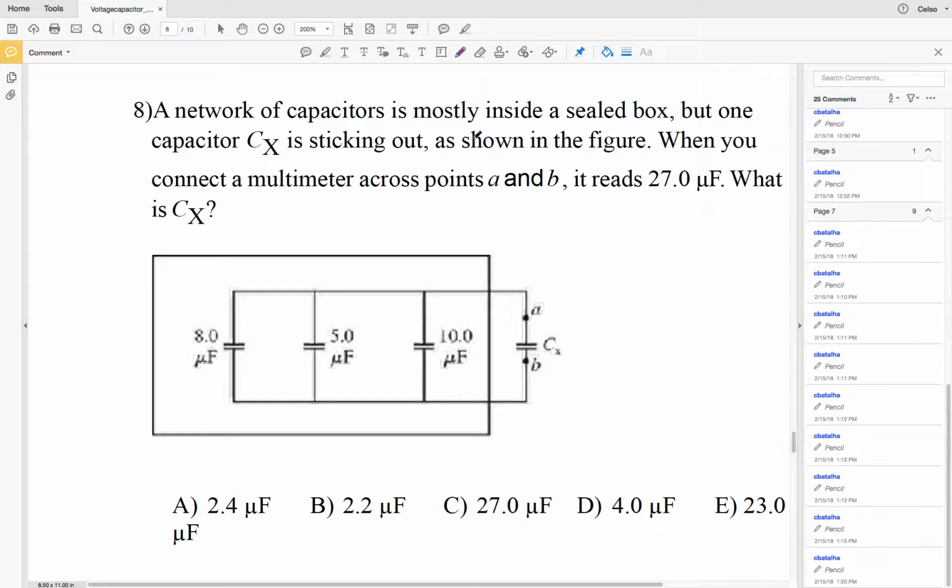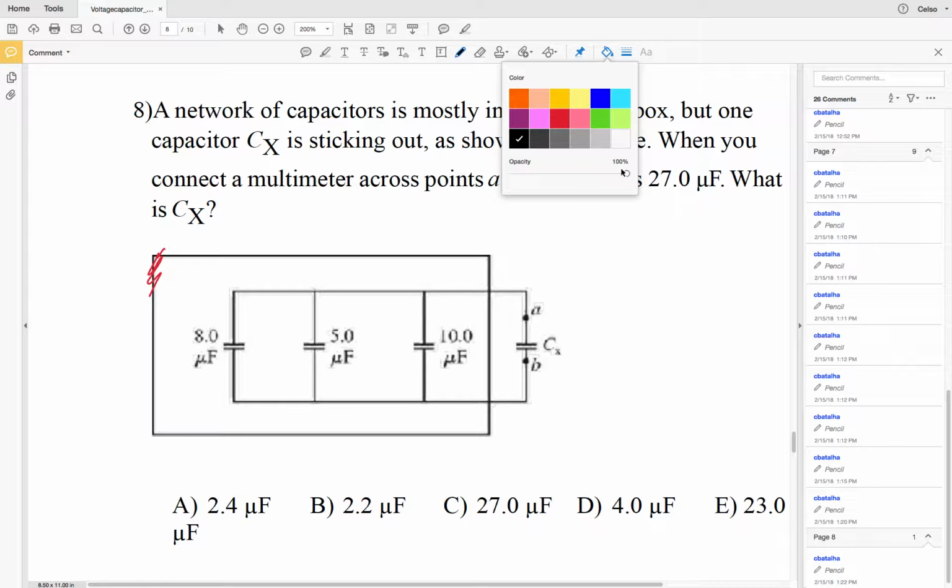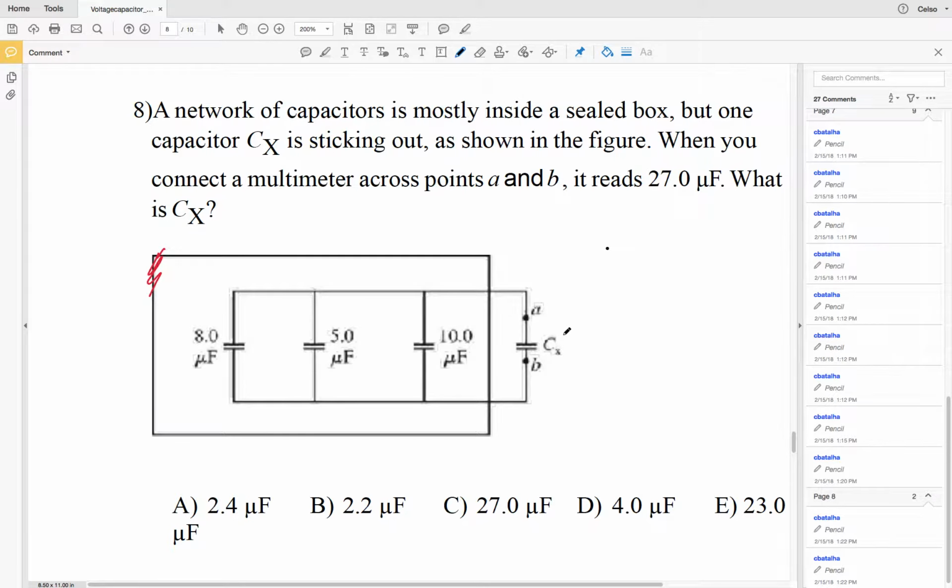So we have a network of capacitors inside a sealed box. So this is a box. But one capacitor, CX, where is CX? This one is sticking out, as shown in the figure. When you connect the multimeter across points A and B, it reads 27 microfarads. So what is CX? How do you figure that?